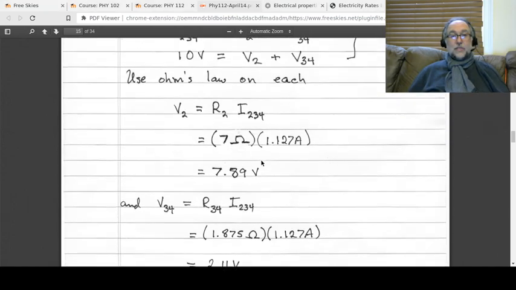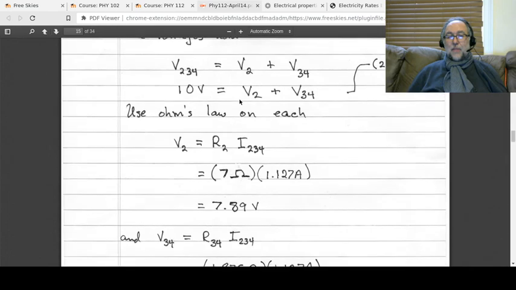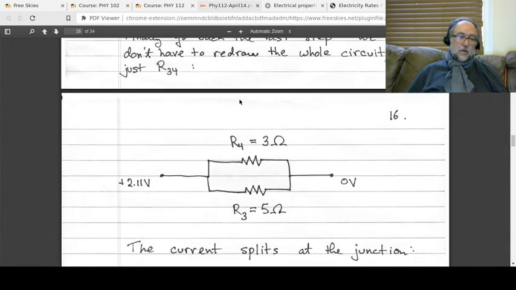The last thing we need to do, when we step back one more, is we break apart R34 into R3 and R4. Now, the circuit's getting kind of complicated, so rather than redrawing the whole circuit, let's just concentrate on R34. What do we know about R34? We know that the current through R34 is 1.127. We know that the effective resistance is 1.875, but we also know that the voltage drop across both of those is going to be 2.11 volts, and so we just draw that piece. All right, there you go.